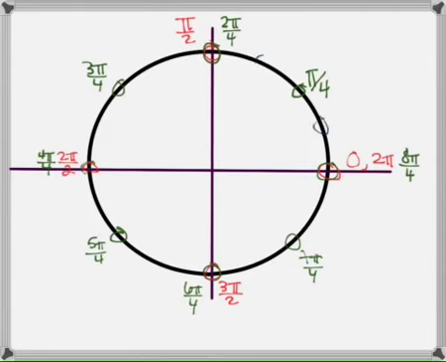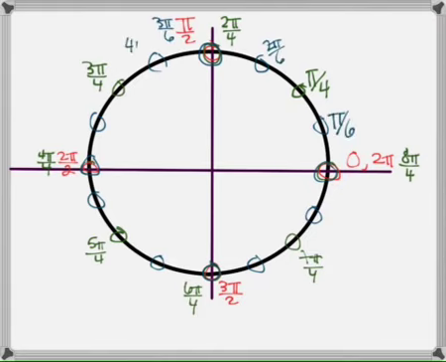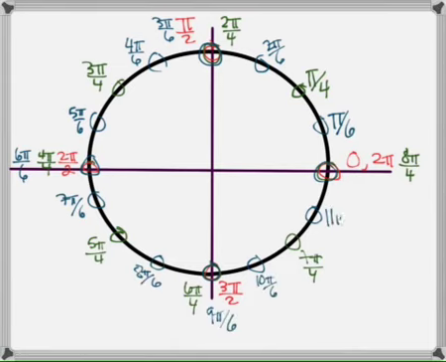Now I put on the pi over 6's. And again, I want to make sure that I am counting all these vertices, these intercepts. So I get pi over 6, 2 pi over 6, 3 pi over 6 at the top, 4 pi over 6, 5 pi over 6, 6 pi over 6, 7 pi over 6, 8 pi over 6, 9 pi over 6, 10 pi over 6, 11 pi over 6, and 12 pi over 6.